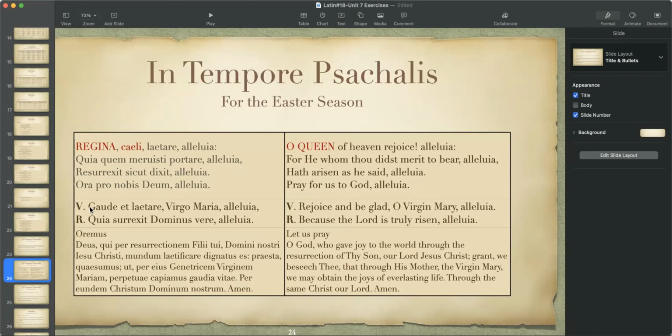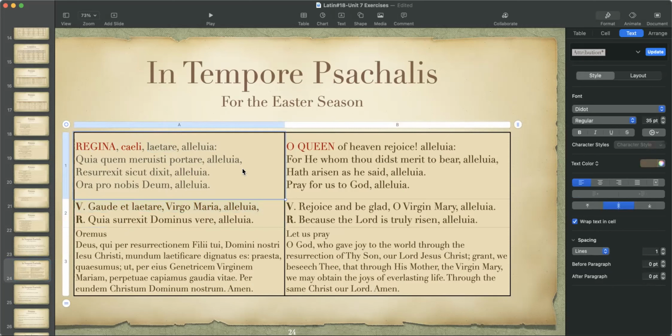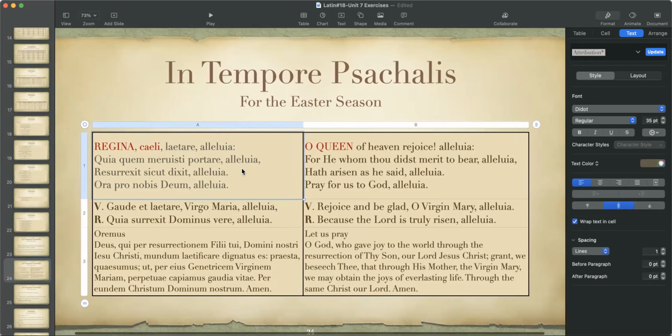Gaude, rejoice. Et laetare, and be glad. Virgo Maria, quia surrexit Dominus vere. Alleluia. And then I'm not going to worry about the prayer. You can kind of work your way through it. But I did want to mention that is a passive voice verb. And of course, that is as well. And I also wanted to make one other comment: during the Easter season, the custom has fallen off rather sadly in the West.